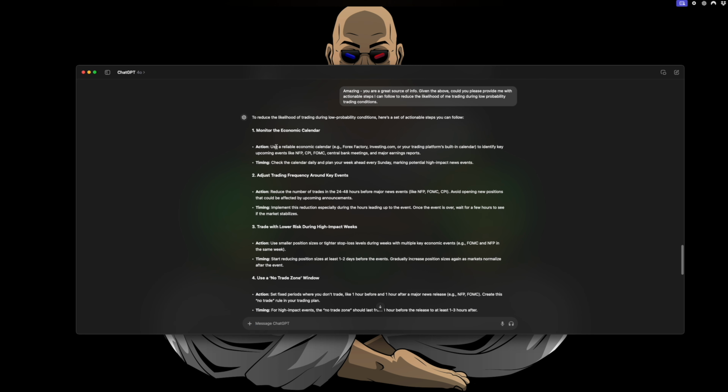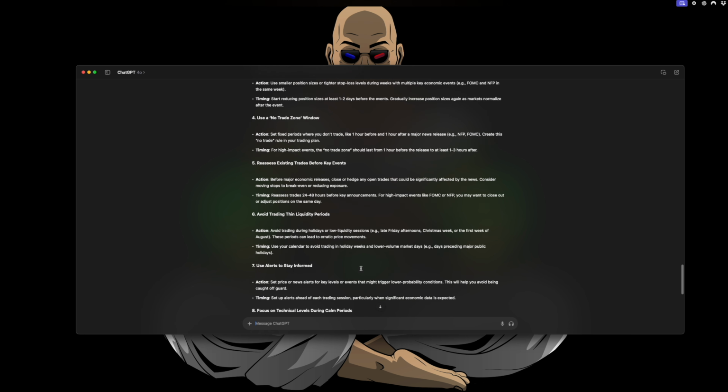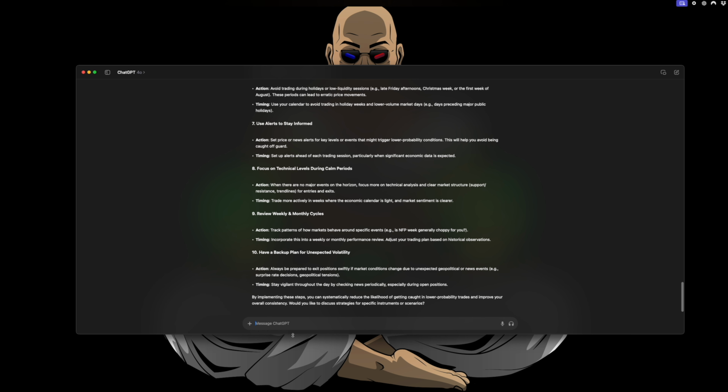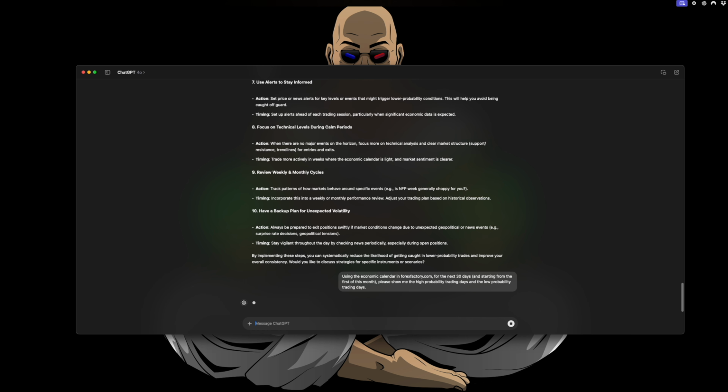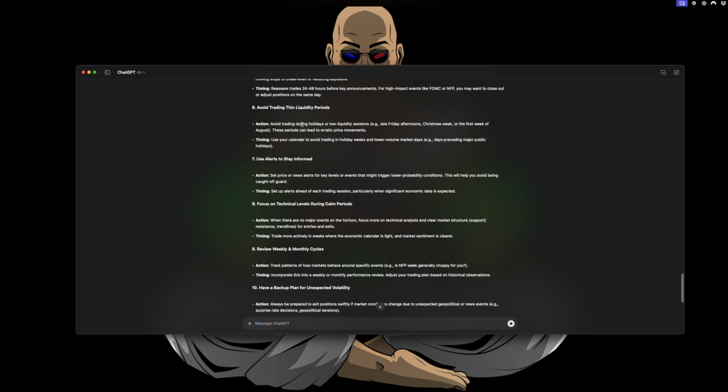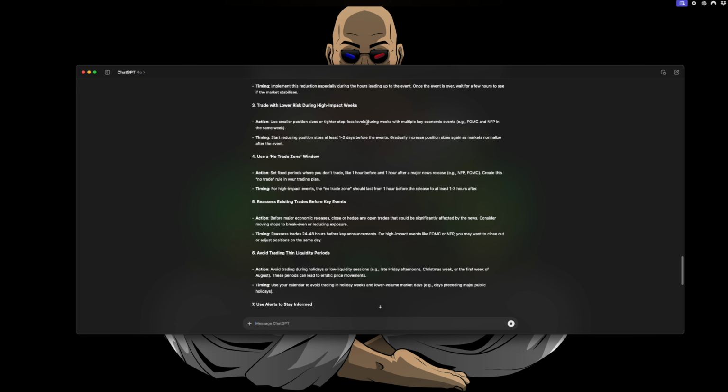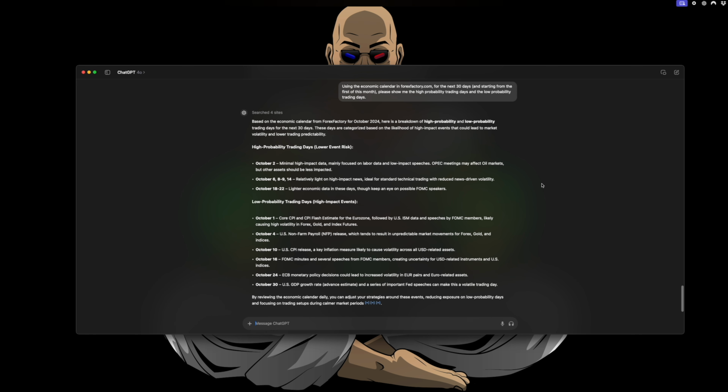So monitor the economic calendar. Okay, so let's do this without reading it all. Using the economic calendar in forexfactory.com for the next 30 days and starting from the first of this month, please show me the high probability trading days and the low probability trading days. So now I want ChatGPT to tell me the days I should trade so I can avoid things like low volatility and chop. Okay, so look at this.